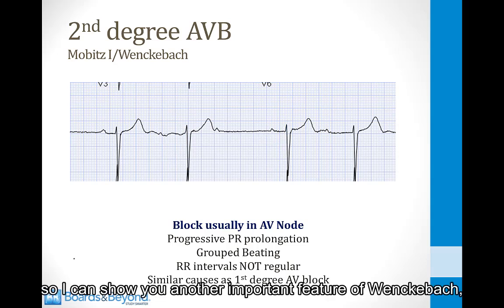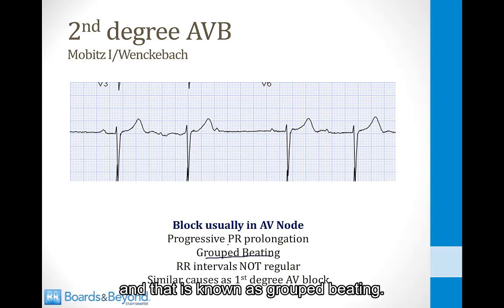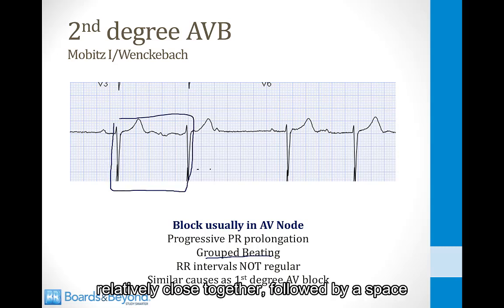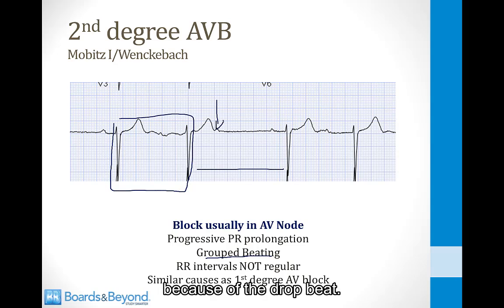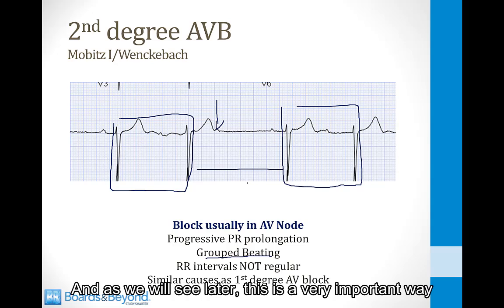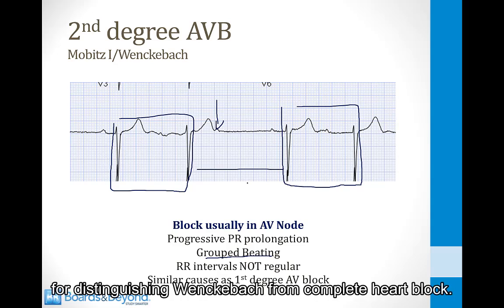I've cleared the screen so I can show you another important feature of Wenckebach block, and that is known as grouped beating. Notice that we have two QRS complexes relatively close together, followed by a space because of the drop beat. We then have two QRS complexes which are relatively close together. This is known as grouped beating, and this is a hallmark of Wenckebach block. And as we will see later, this is a very important way for distinguishing Wenckebach block from complete heart block.